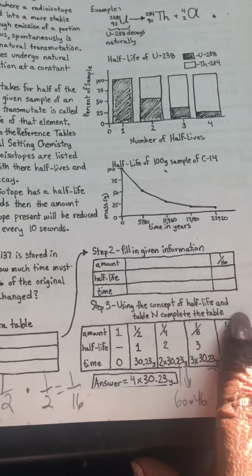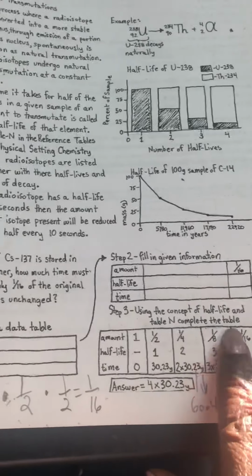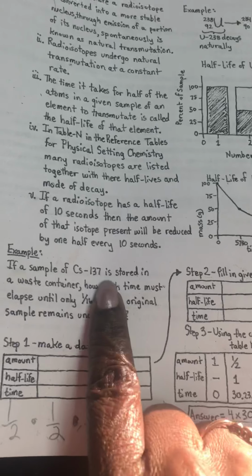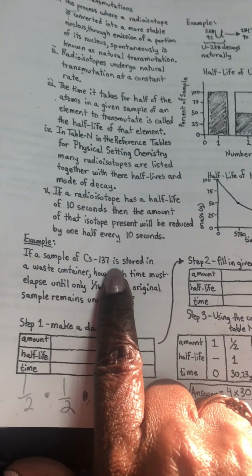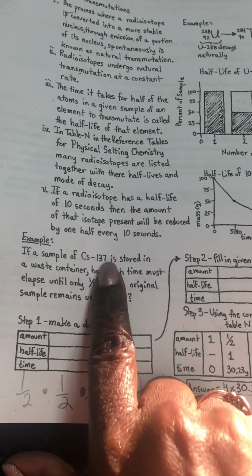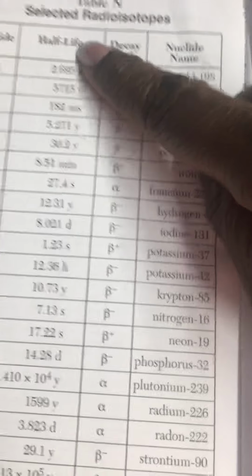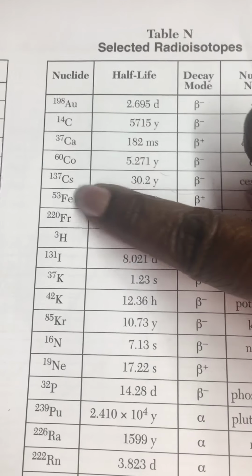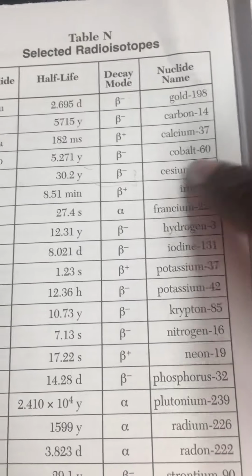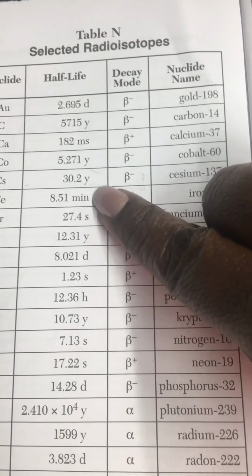So using the half-life and Table N, complete this table. So cesium-137, what's the half-life, or the time at which it's going to split in half? Half the time, so let's see what the half-life is. Cesium-137, we go down here and we look for the symbol for cesium-137, and we can look right here and see cesium-137, 30.2 years.